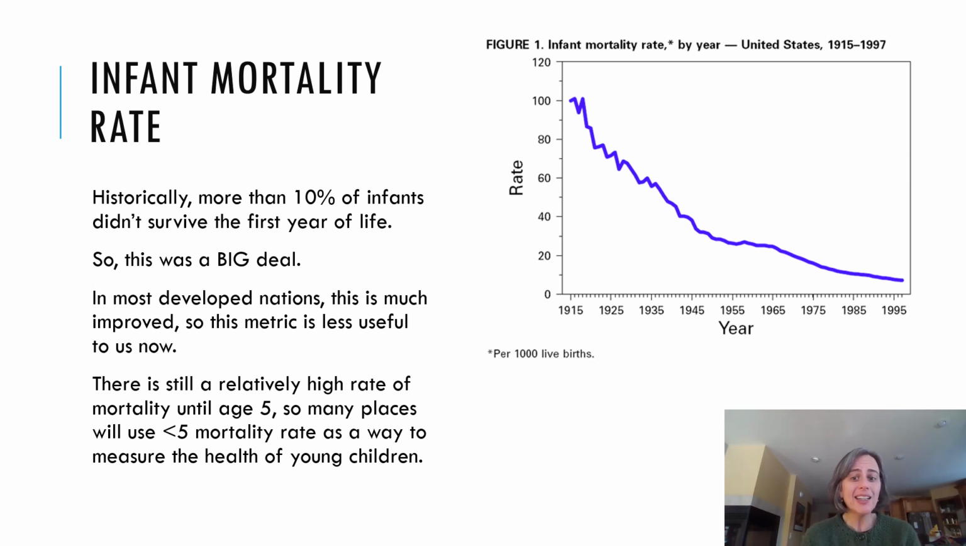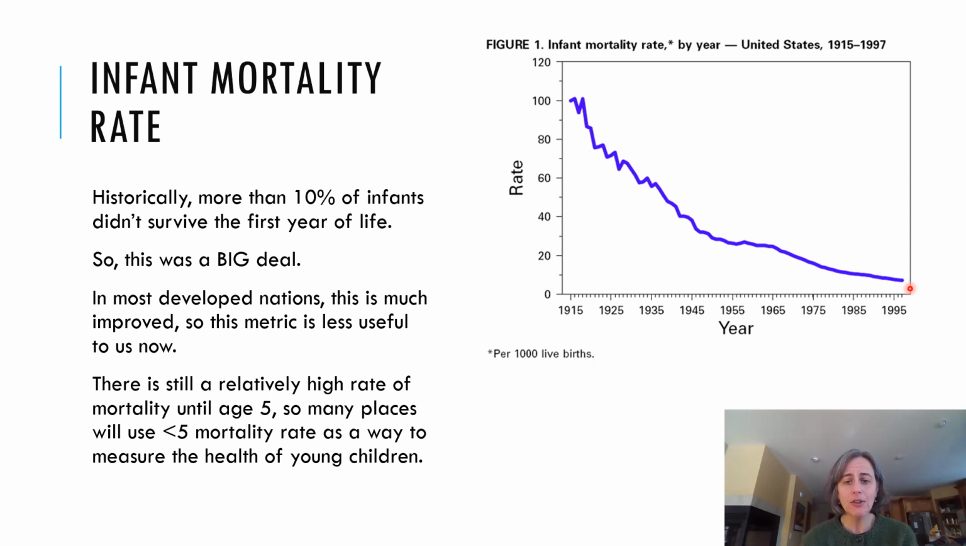Historically, more than 10% of infants didn't survive their first year of life. You can see in this figure here, here's your pointer, this is mortality rate per 1,000 live births. So of every 1,000 infants that were born in the early 1900s, about 100 of them, or 10%, died. So really high infant mortality rate. This was a really big deal. And you can see huge decreases, right? It's pretty much leveled out. It's kind of asymptotic now, but huge decreases.